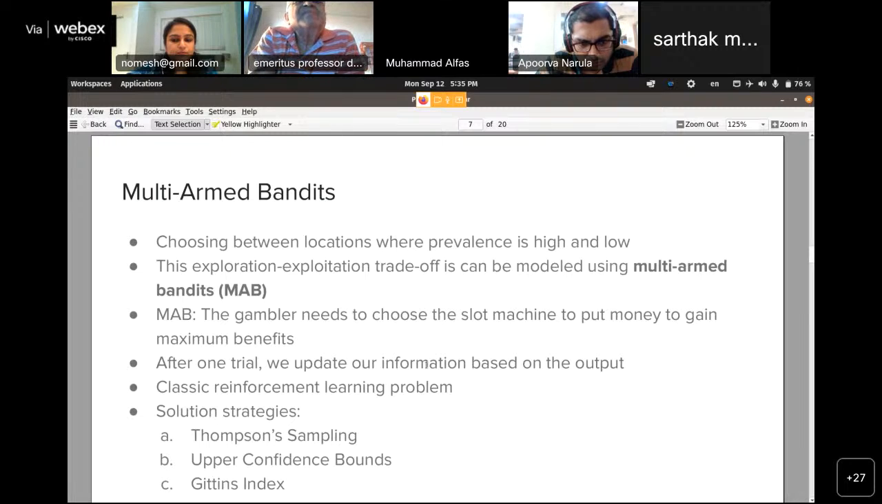In that case, we can mostly use a reinforcement learning model for online decision making methods. So multi-armed bandit methods are used mostly in those contexts.